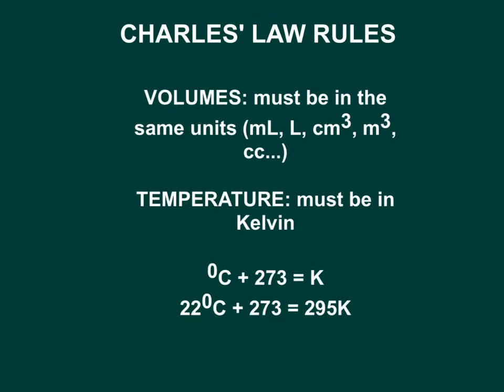This means that both variables increase or both variables decrease. The rules for Charles' law focus on volumes and temperatures. Volumes in Charles' law must be in the same unit. For example, both volumes must be in milliliters, or liters, or centimeters cubed, or meters cubed. For temperature, all temperatures must be in Kelvin. To do this, you take a temperature in degrees Celsius and add 273. For example, room temperature of 22 degrees Celsius plus 273 gives us a temperature of 295 Kelvin.